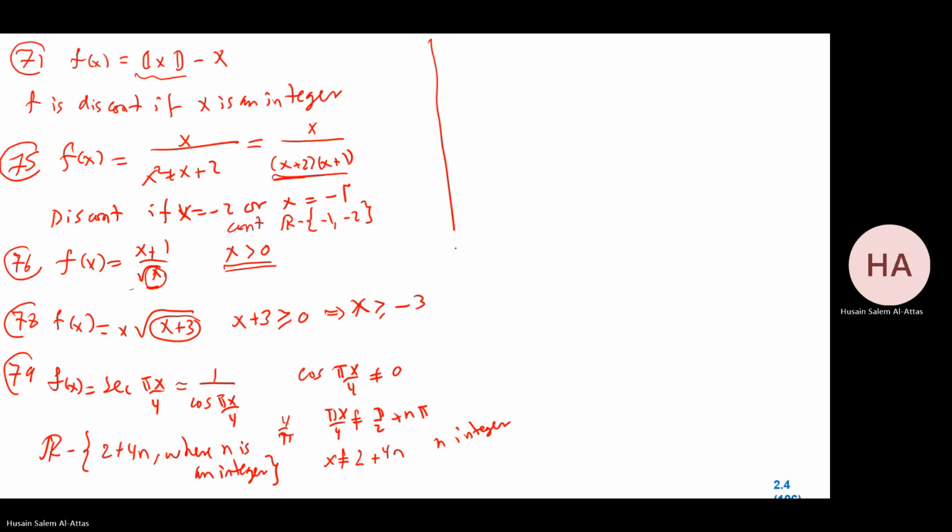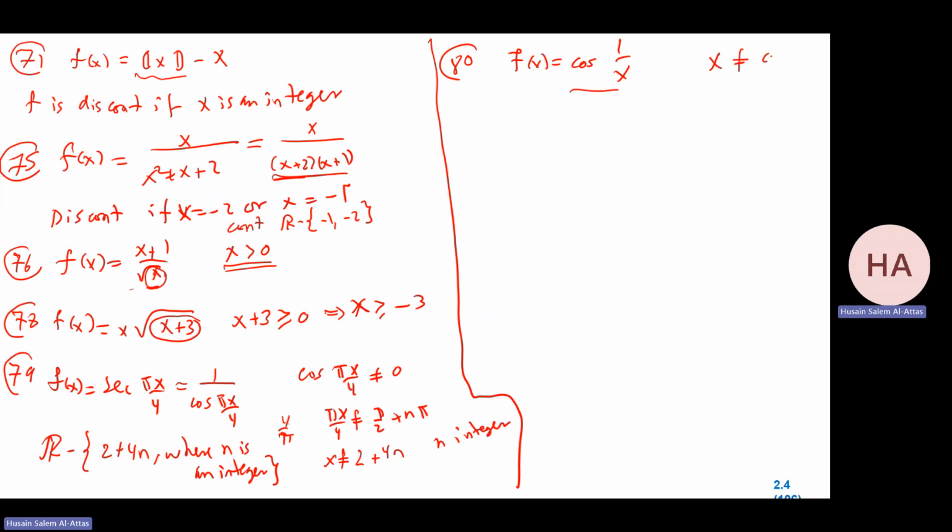80. f of x equal cosine of 1 over x. For sure, I have the domain x not equal to 0. So all real numbers except 0.